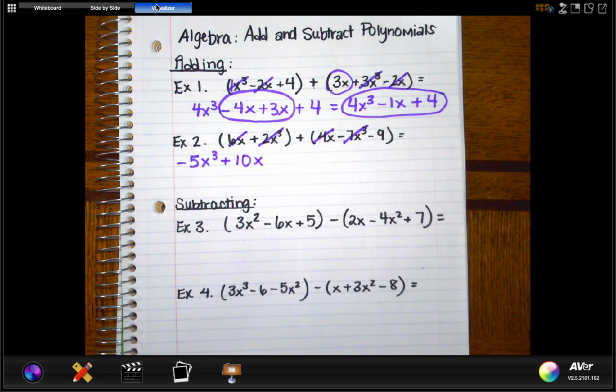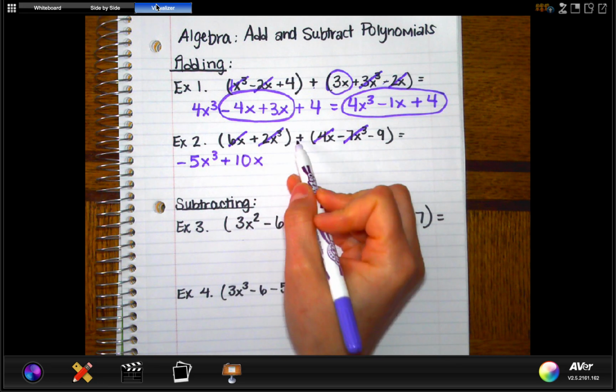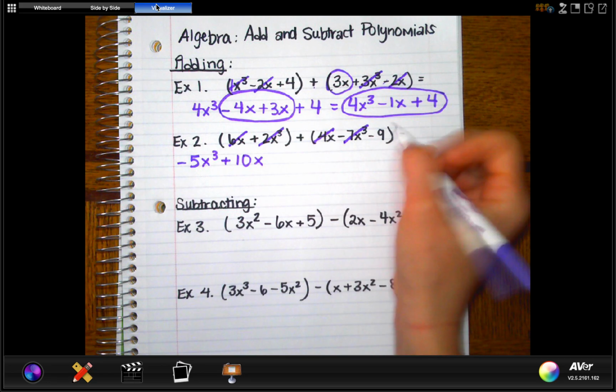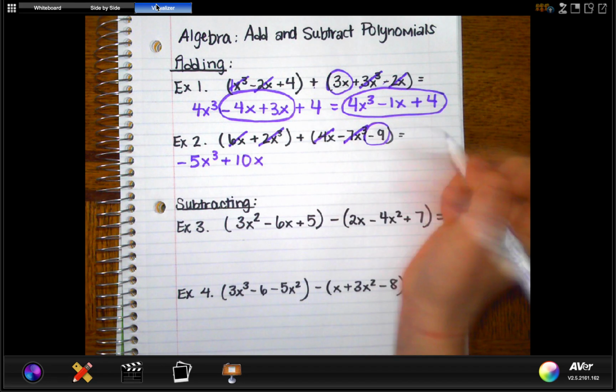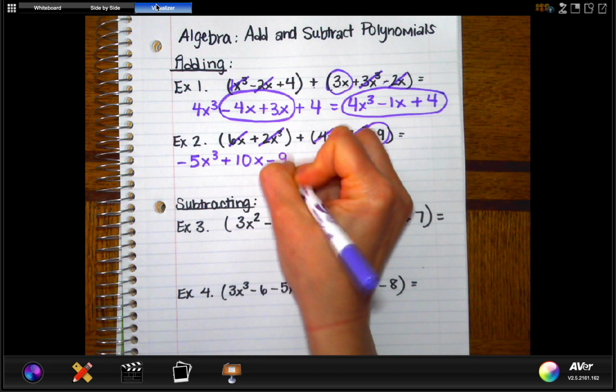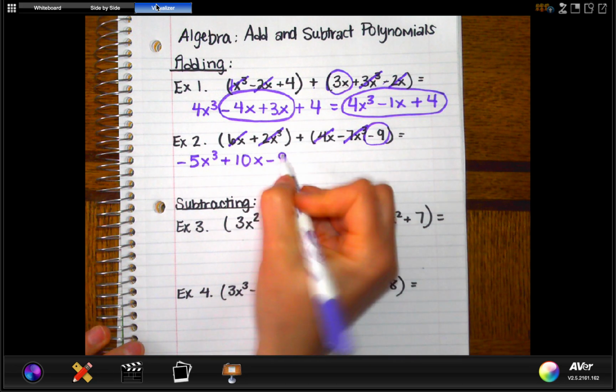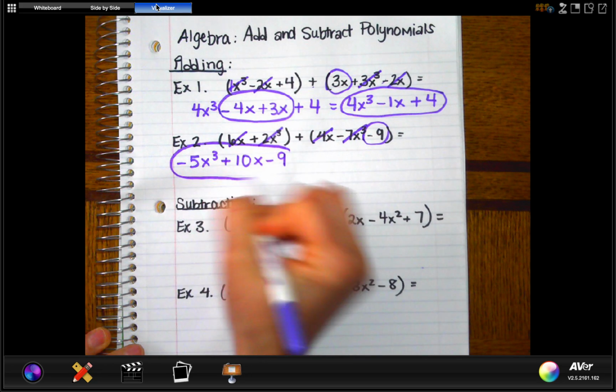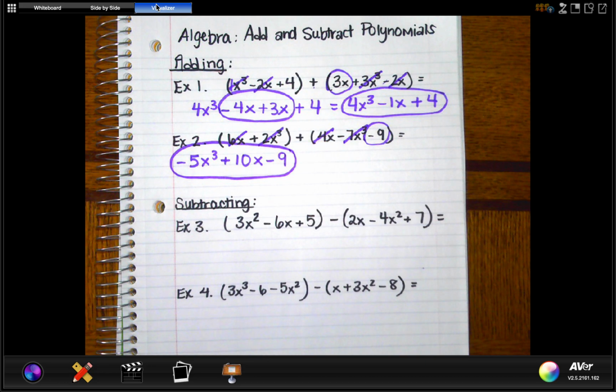And finally, I'm left with a plus sign, and I've taken care of all of this. I'm left with this lonely negative 9, but we're just going to put that right on the end, and we are in standard form. There are no mistakes that I missed this time, and so we have our answer of negative 5x to the third plus 10x minus 9. Okay, so that's pretty much a recap of adding.